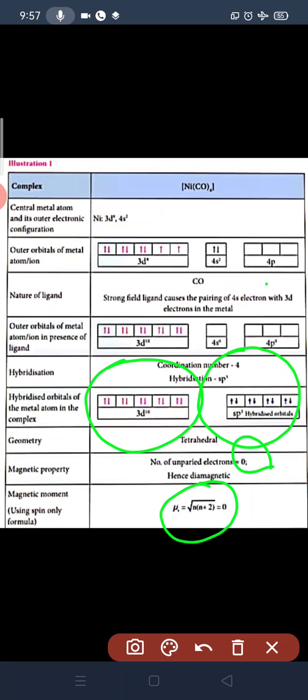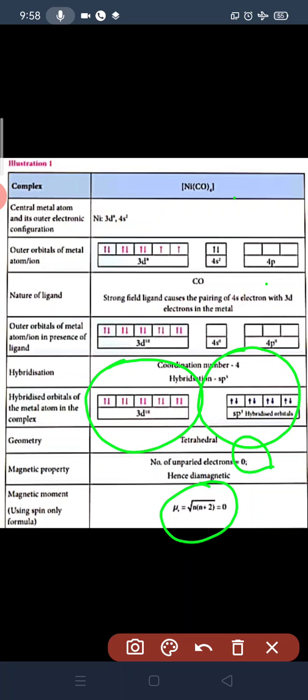This is a very very important question. Definitely you will get one question from this part. The question that will be asked is: illustrate the properties of nickel tetracarbonyl based on valence bond theory. They may ask it for 5 marks like this. So it is very simple. There is no need to memorize anything here. Easily you can score 5 marks.